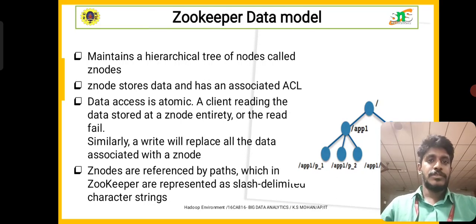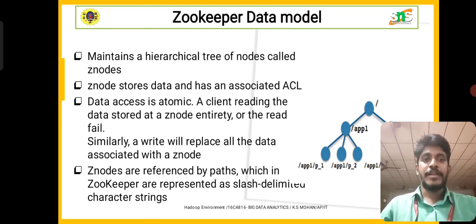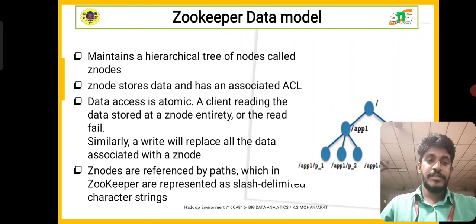So ZNode stores: generally, ZNode data access is atomic, and a client reading the data stored at a ZNode reads it entirely, or the read fails. Similarly, a write will replace all the data associated with the ZNode. ZNodes are referenced by path, which in ZooKeeper is represented as a slash-delimited character string.